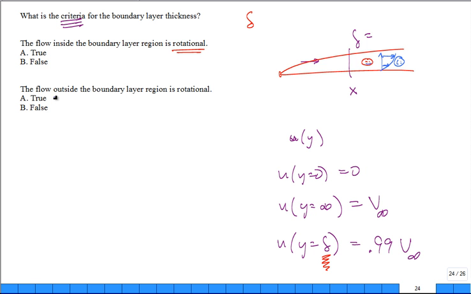How about the fluid flow outside the boundary layer? Is it rotational? Go out here, put a happy face in. Is it still rotated like this? The flow outside the boundary layer is rotational? No. It's irrotational. Inside, rotational. Okay. We're good. We're done. Thank you for your attention.